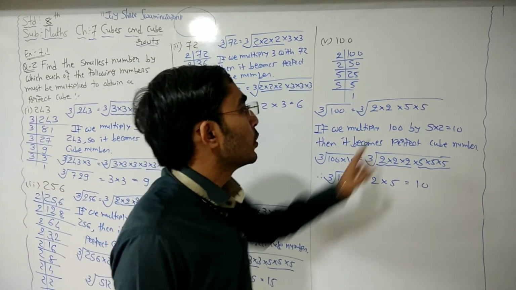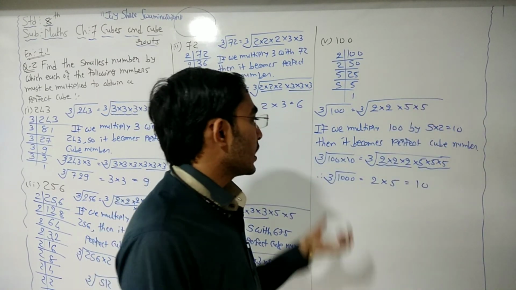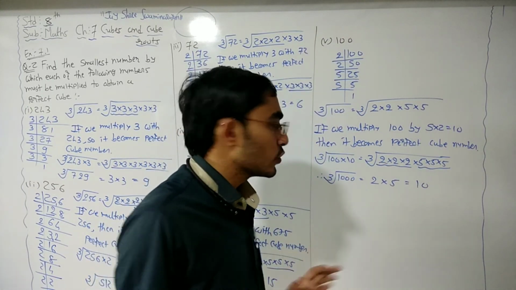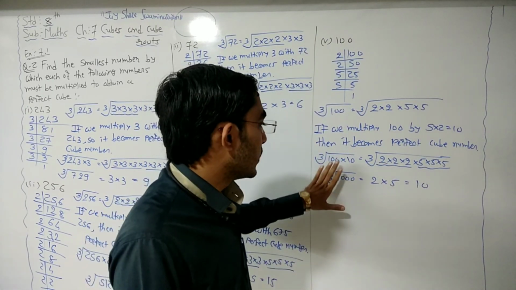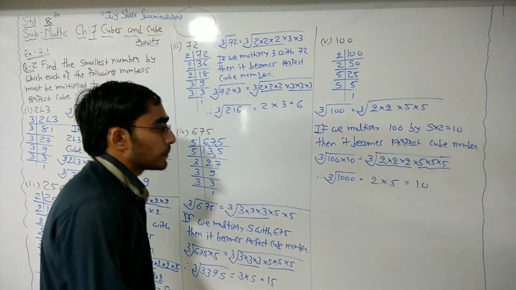So here we don't have the pair of 2 and 5, so we need to multiply with 10. Okay, if we multiply 10 with 100, then it becomes a perfect cube number. So 100 into 10, 1000, and the cube root of 1000 is 10.